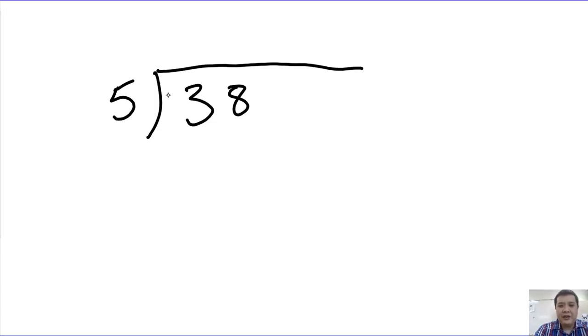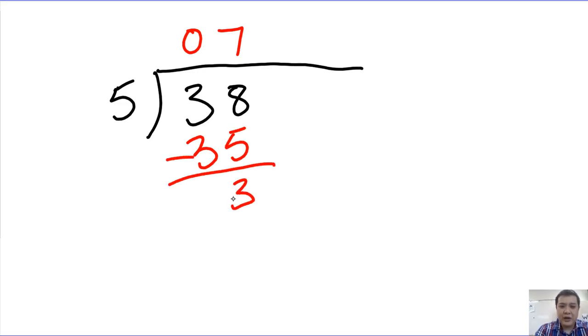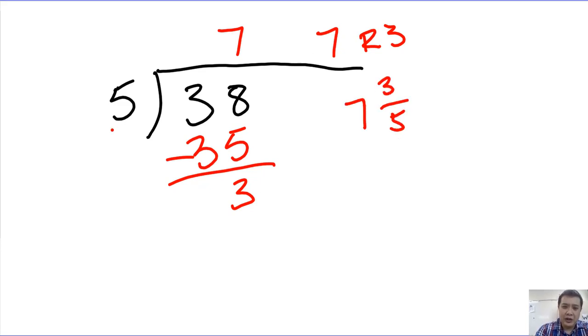If we have 38 divided by 5, remember that we see if 5 can go into 3. It cannot, so we put 0 up here. 5 can go into 38 then. If it does, it goes in 7 times, and 7 times 5 is 35. Subtract, we get 3. And so we have our answer as 7 with a remainder of 3. Or if we're asked to make this into a fraction, we can say that it is 7 3/5 because we put the remainder over our divisor.